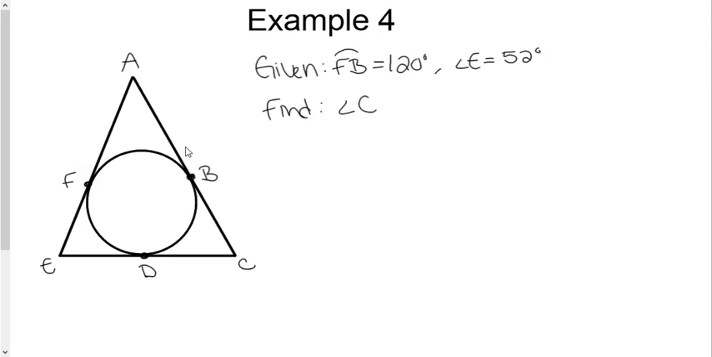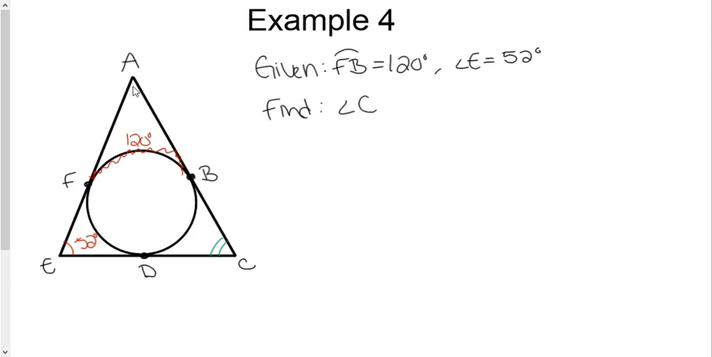Don't panic. This picture looks confusing, but it's not as hard as it seems. So let's fill in what we know. We know that arc FB, which is this arc right here, is 120 degrees. We also know that angle E is 52 degrees. We want to find angle C, which is this angle right here.